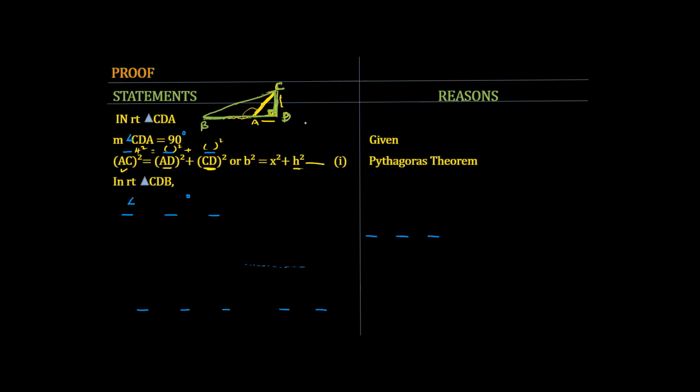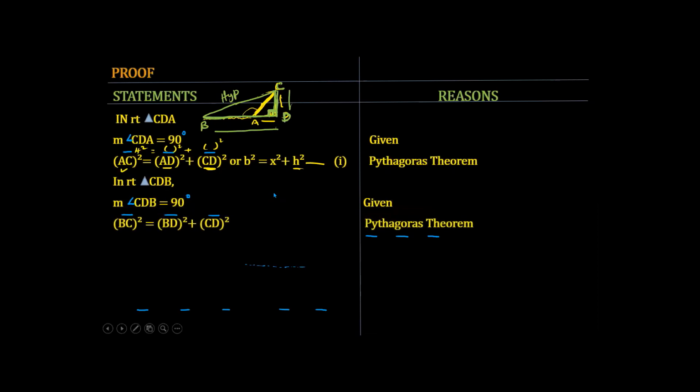Now, hypotenuse is the side opposite to the 90 degree. The side opposite to the 90 degree is BC. This is hypotenuse, right? So we will write hypotenuse square, means BC square, is equal to BD square plus CD square. Look, it's very easy. BC square is equal to BD square plus CD square, right? This whole thing.